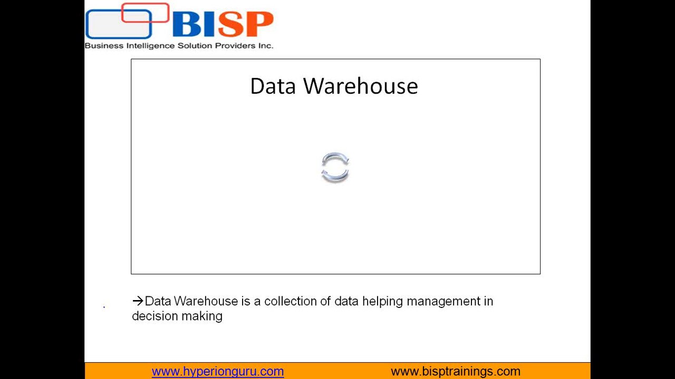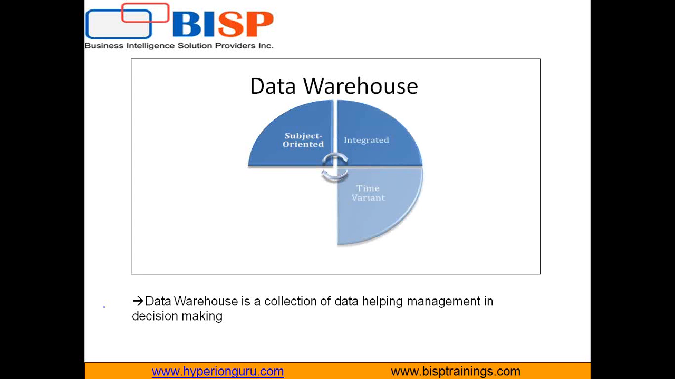Now, let's go into the definition of a data warehouse. A data warehouse is a database which is obviously huge in size. Along with that, it has a few properties. One is that it's subject oriented. A data warehouse is integrated, time variant and non-volatile. Now we will go through each of these characteristics or properties of a data warehouse.